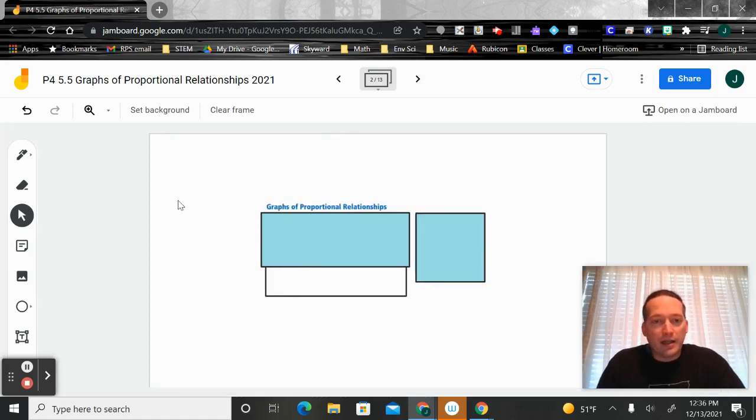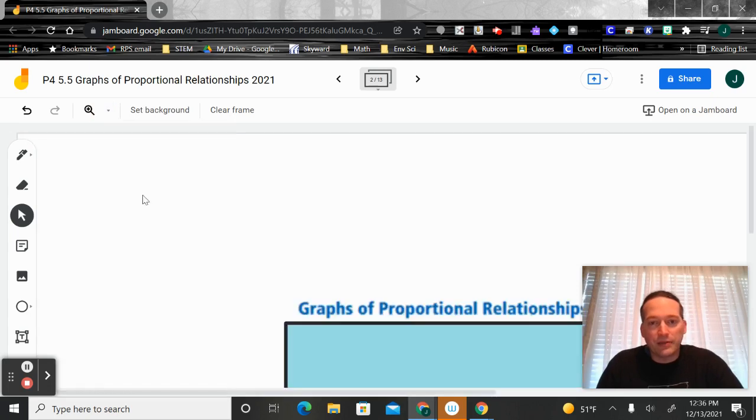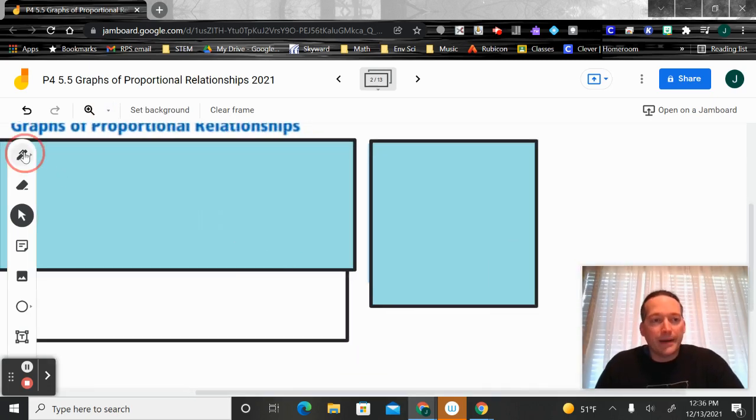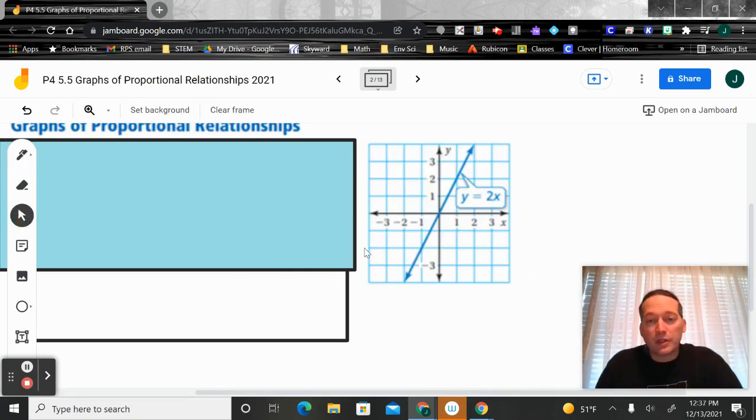So we are going to look at proportional relationships in three different ways. The first way we're going to look at it is in a graph. There are two parts to a graph. First, it is a straight line and it goes through the origin. So if it goes through the origin and is not straight, not proportional. If it is straight but not through the origin, not proportional. So what do I mean by that? If I had a line like that, that's straight, but it does not go through the origin, therefore it is not proportional.